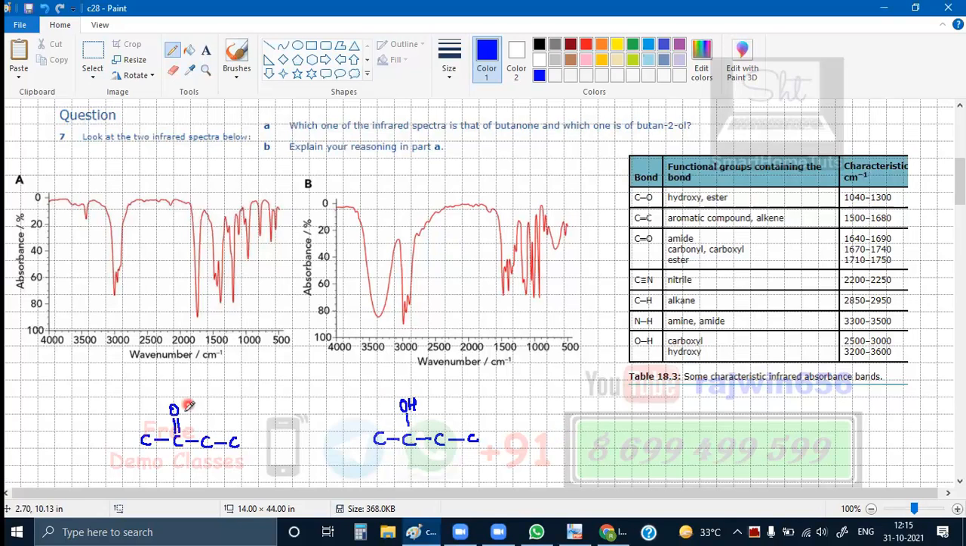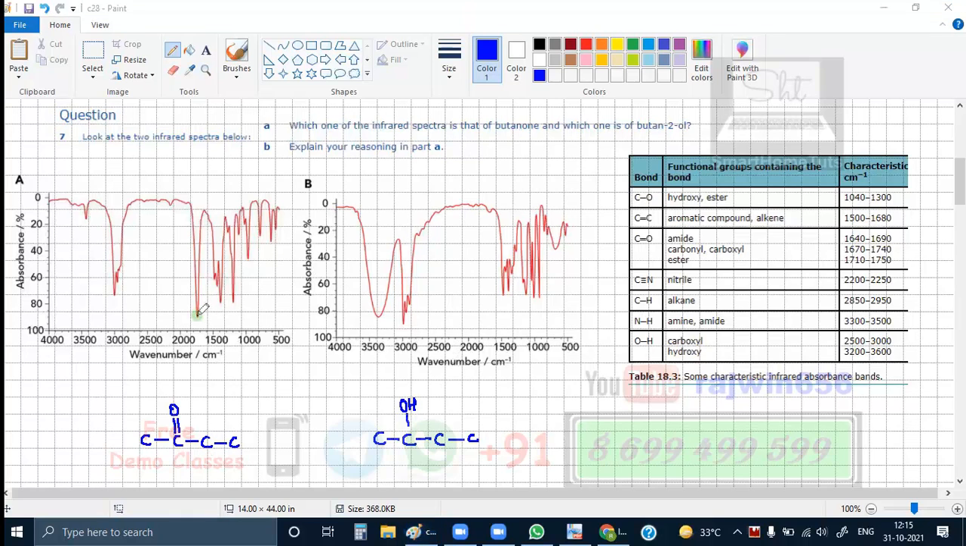Now the two functional groups that are present are C double bond O, that is the carbonyl group, and in the second compound, the functional group is the hydroxyl group or the alcohol group. Now I'll come back to spectrum A and spectrum B. We are going to observe where the peak maximum in spectrum A is. This is the spectrum that I am going to consider.